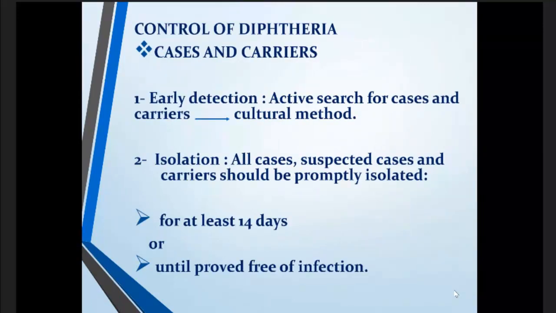Regarding control of diphtheria, of course, the important thing is early detection of both cases and carriers. So active search for cases and carriers by cultural methods. Of course, all cases, suspected cases, and carriers should be isolated for at least 14 days or until proved free of infection. We should do 2 cultures 24 hours apart, both should be negative, and then end isolation.